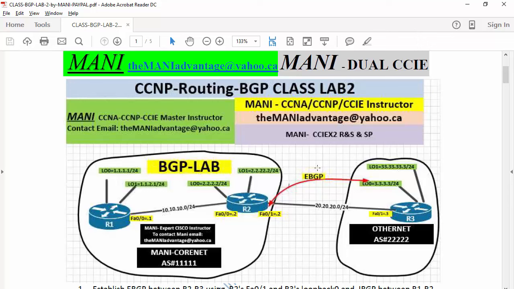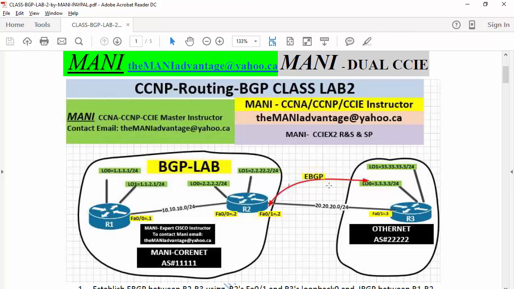Guys, in this diagram we have three routers: router 1, router 2 and router 3. Router 1 and router 2 are part of Manny CoreNet AS number, and router 3 by itself is in Othernet AS number 22222. Also, since there are only two routers in the iBGP, for example in MANIADVANTAGE, we have only two BGP routers, so we don't have to worry about BGP split horizon issues.